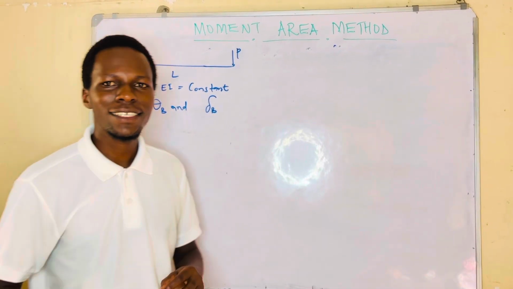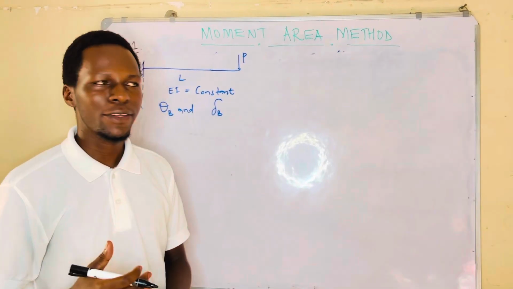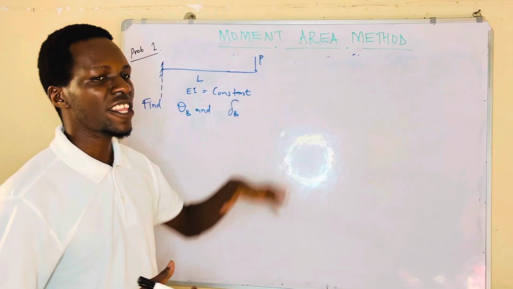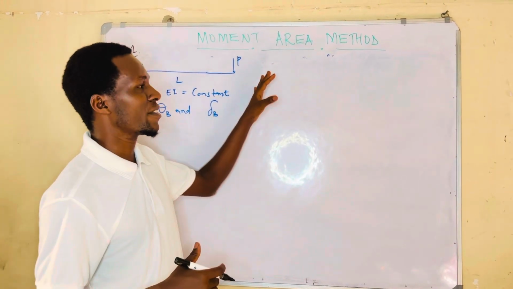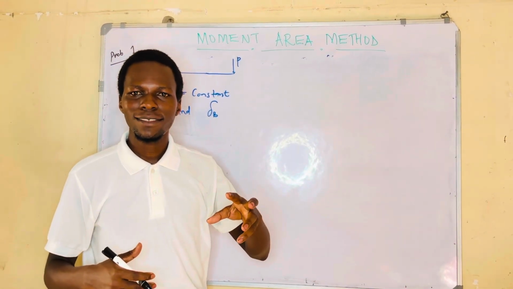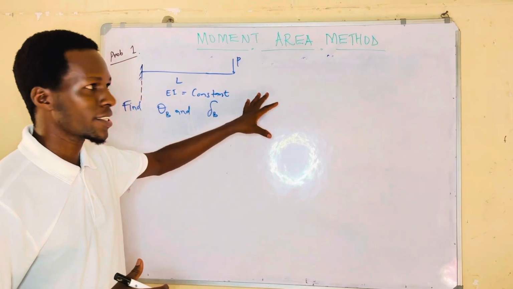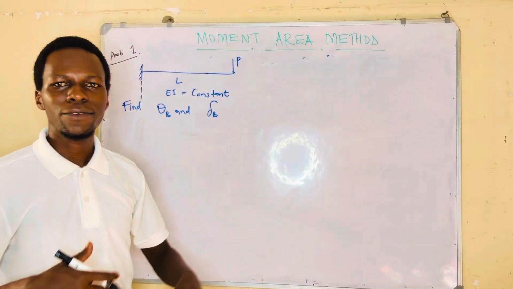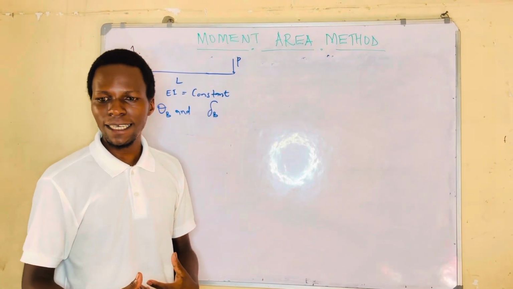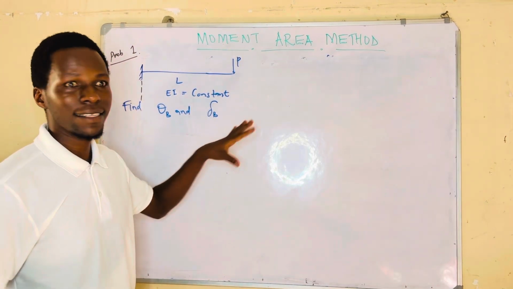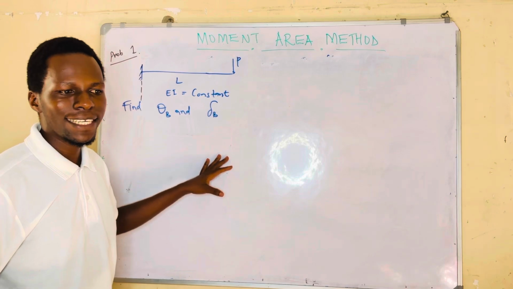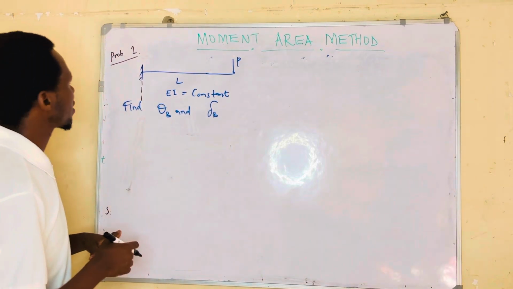As I told you earlier, we are doing the topic moment area method, and I explained the two theorems that the moment area method dwells on. I told you I'm going to give you an illustrative example that will make you understand the concept much better. So please watch my first video on this topic so that you understand this one much better. Let's continue and solve this first problem.